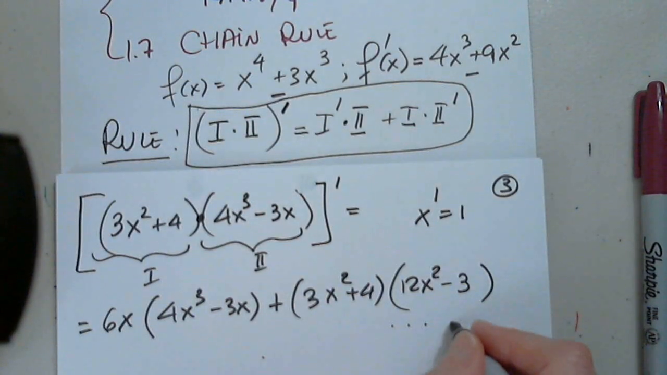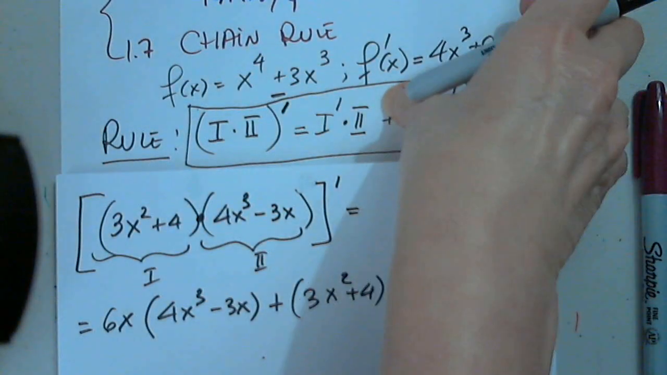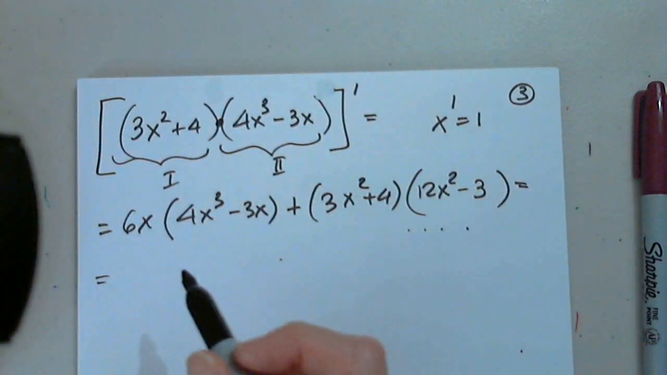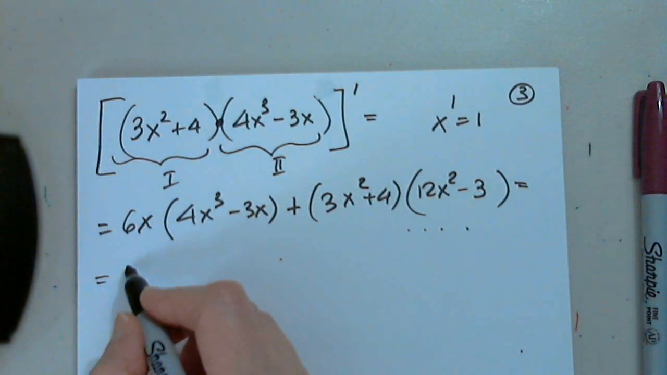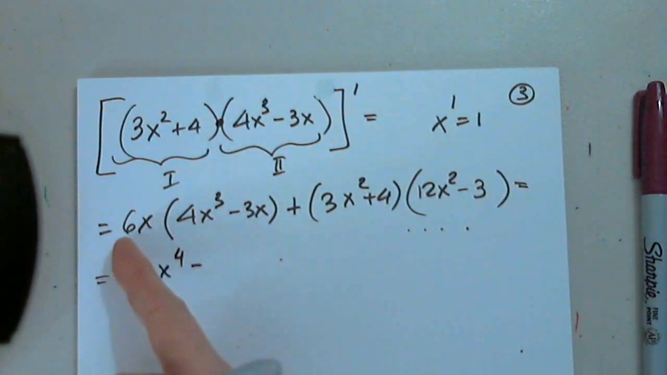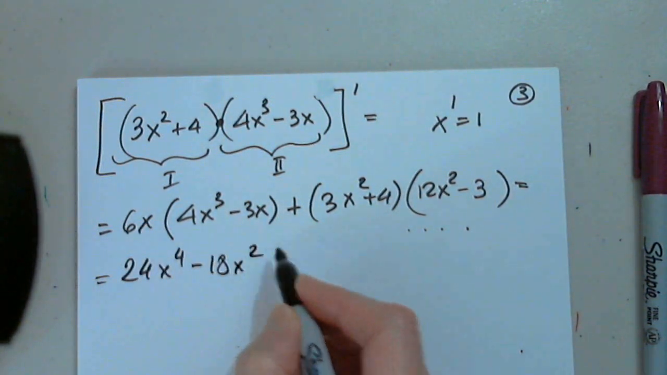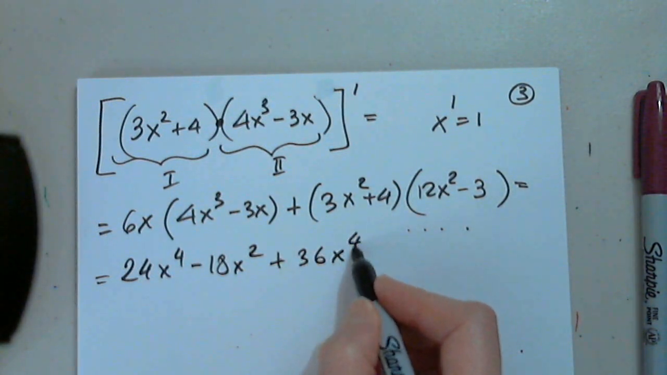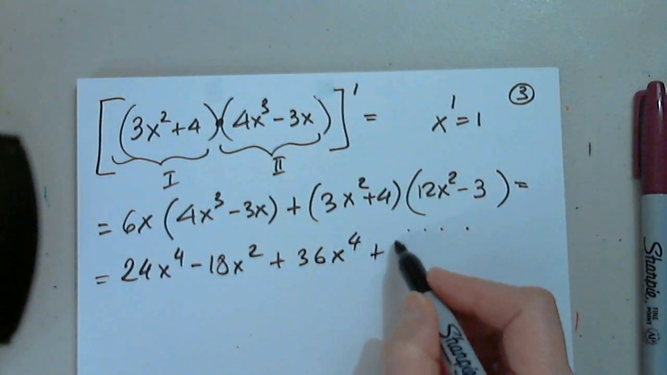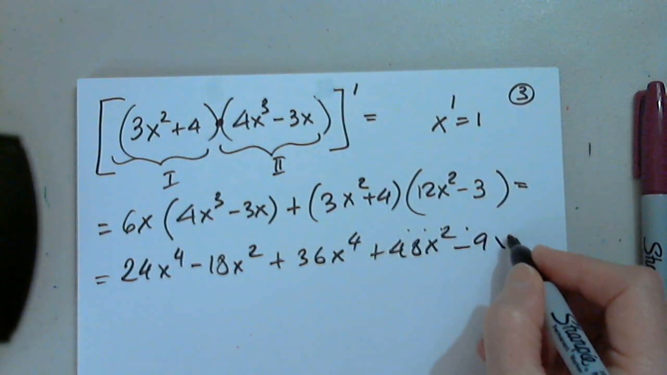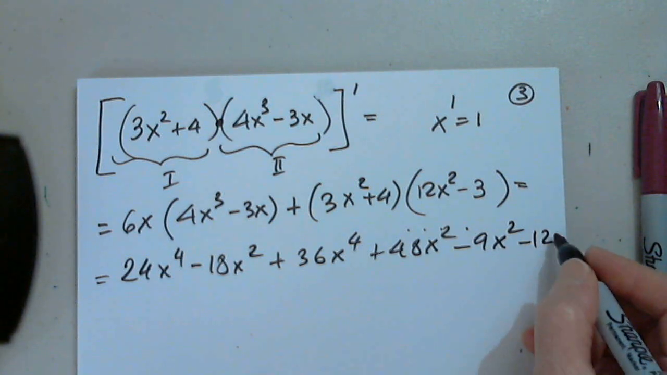Yes, I can continue distributing, so I'll do it quickly. Everyone knows this algebra. Let me just finish it up. So 6x times 4, right? So 24x to the 4th. Then I distribute here, 18x squared. Then I multiply these two. So 36x to the 4th. Then I multiply these two, 48x squared. Then I multiply these two, negative 9x squared, and minus 12.